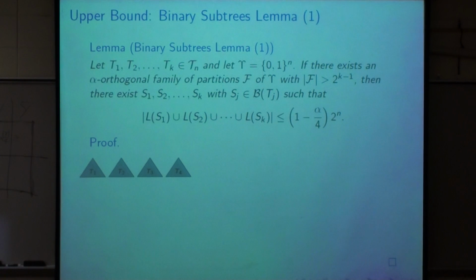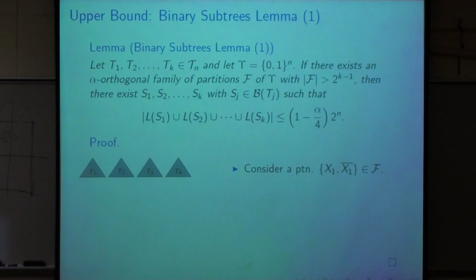How does this work? All right, so here we go. In this picture, k is equal to 4. So there are the 4 ternary trees that we're given. We need to find the binary subtrees. What are we going to do? Well, let's look at our alpha orthogonal family F. Let's pull out the first partition from F and play with it. So x1 and the complement of x1 are members of our alpha orthogonal family.